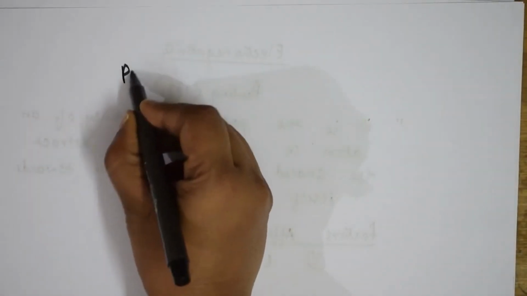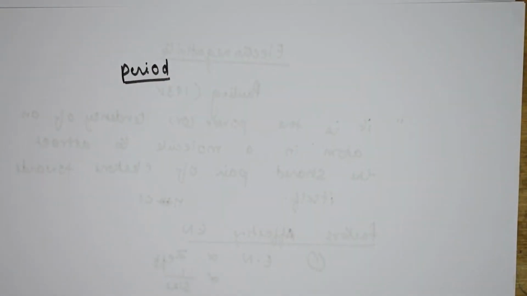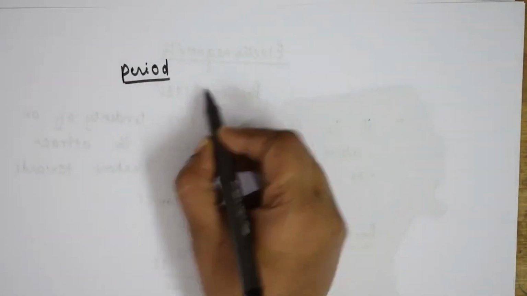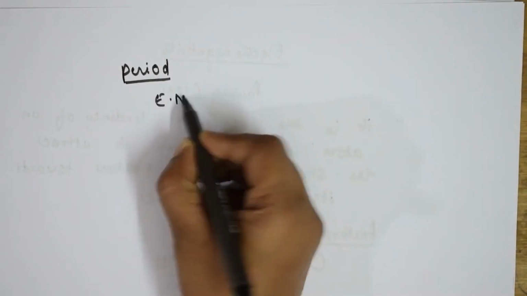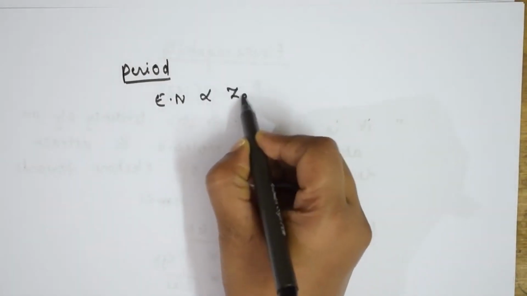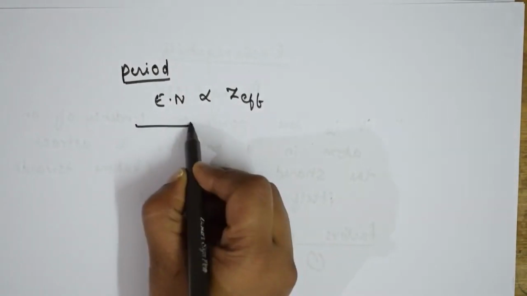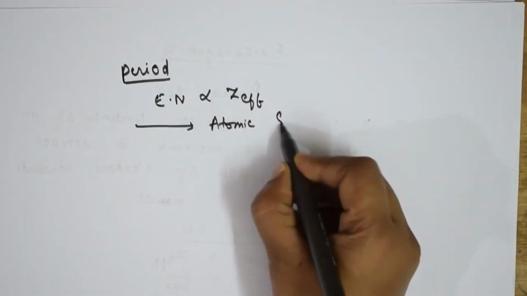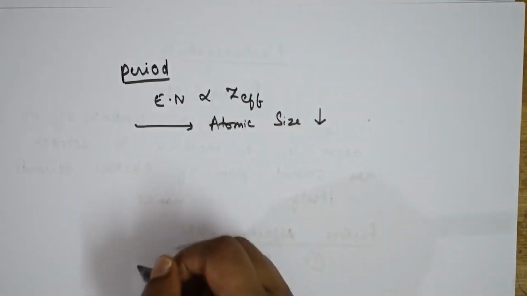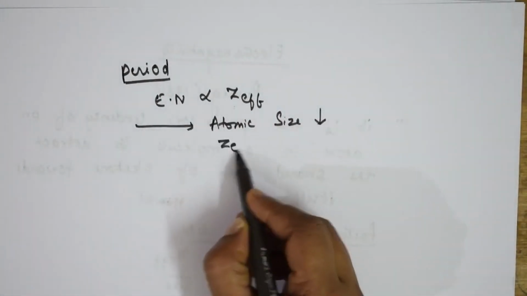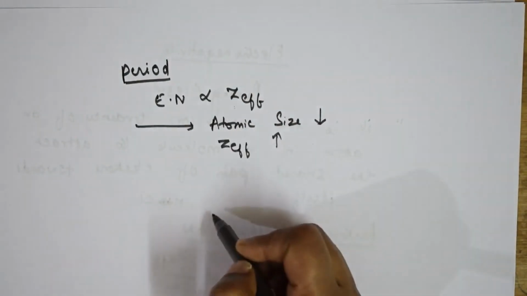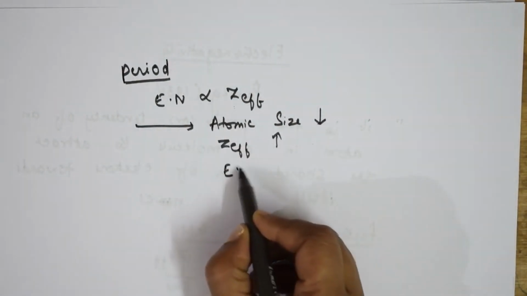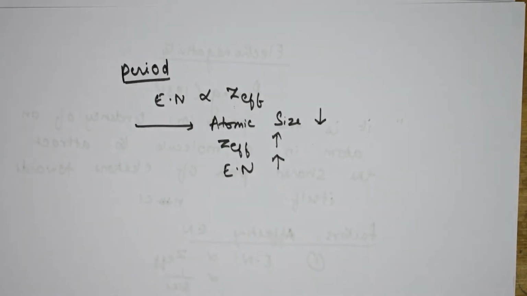Suppose I take a period. What will happen when I move from left to right? As I said, electronegativity is directly related to Z effective. So from left to right in a period, what will happen to the atomic size? Atomic size decreases. When atomic size decreases, what will happen to Z effective? Z effective increases. When Z effective increases, what will happen to electronegativity? Electronegativity also increases.